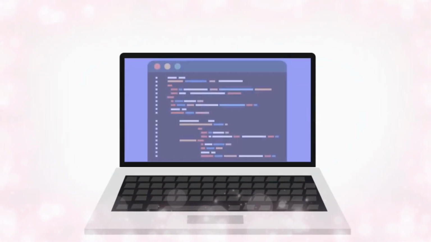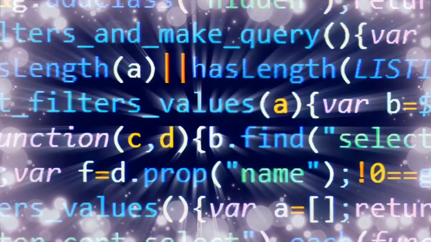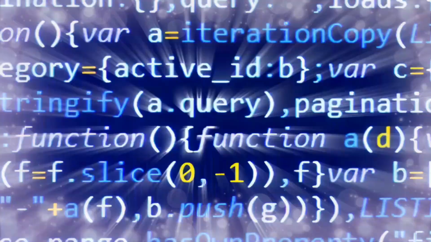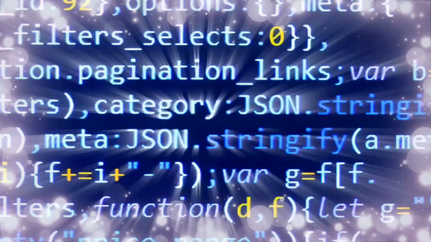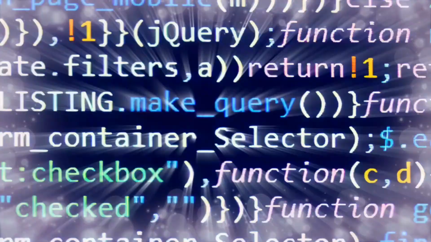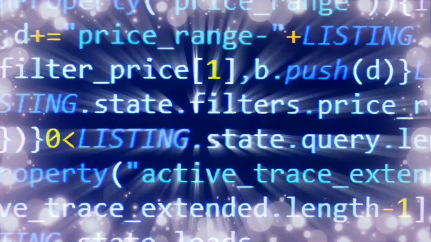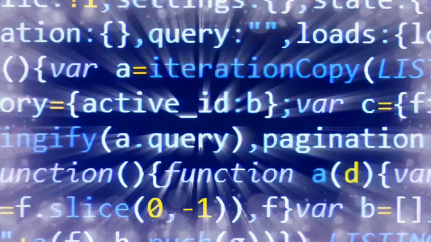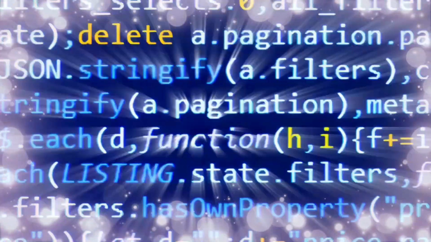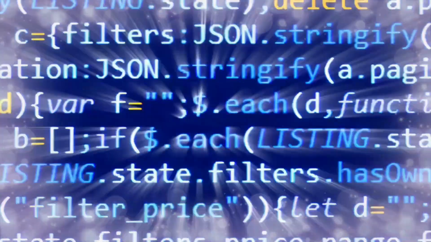Why do we need computer languages? Computers can't understand human languages directly. They only understand binary code, ones and zeros. Writing in binary would be extremely hard for us. That's why computer languages act like a translator, making it easier for us to give instructions without worrying about the complex machine code.